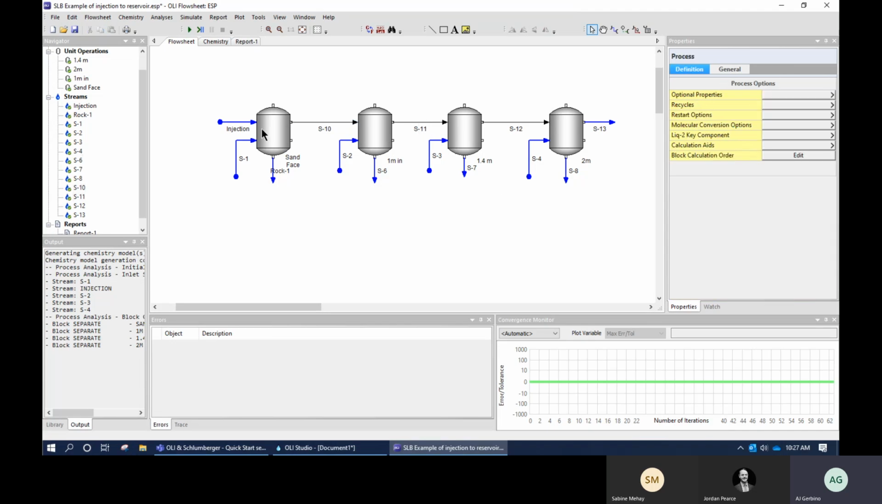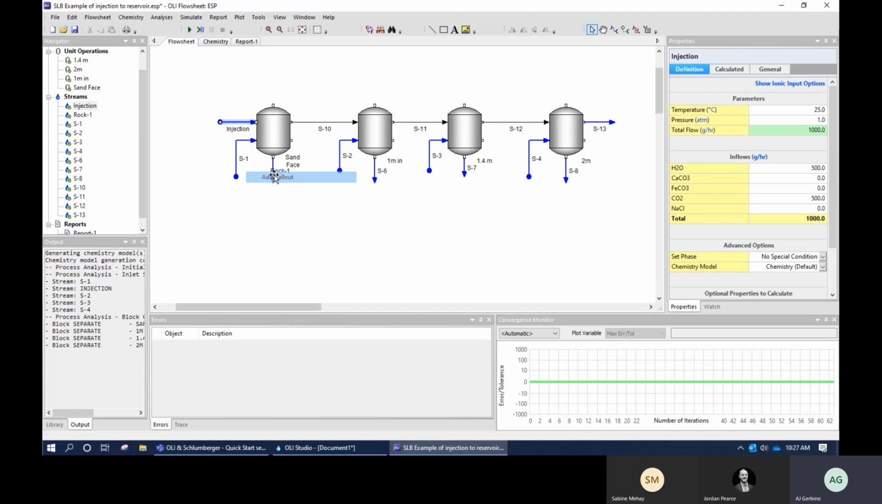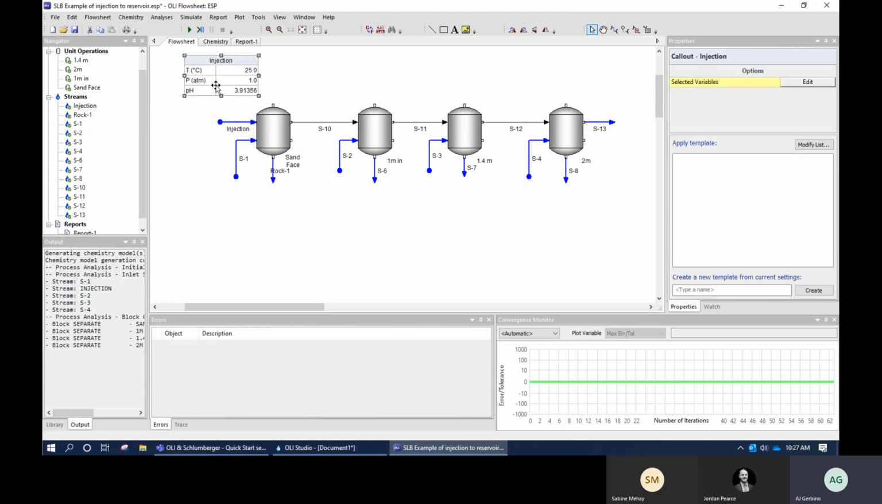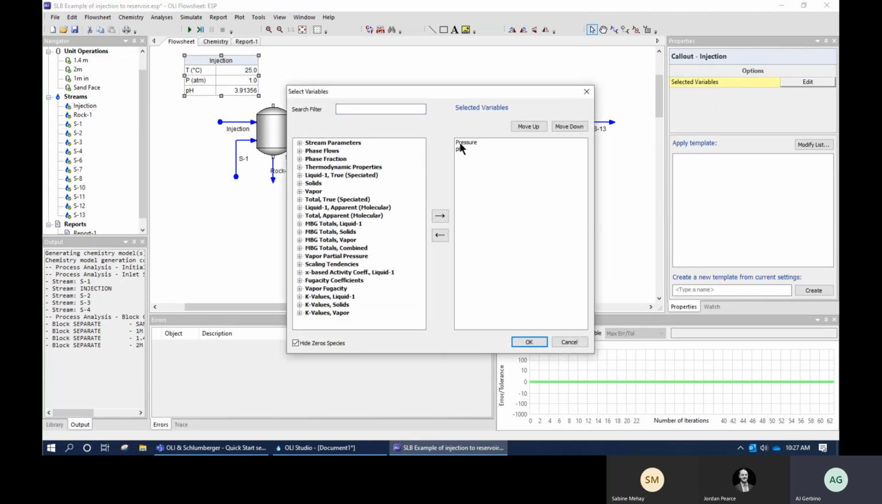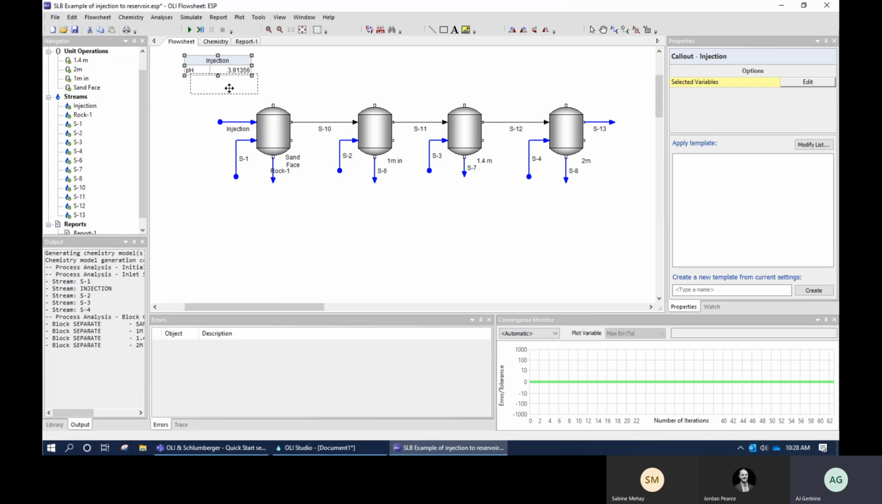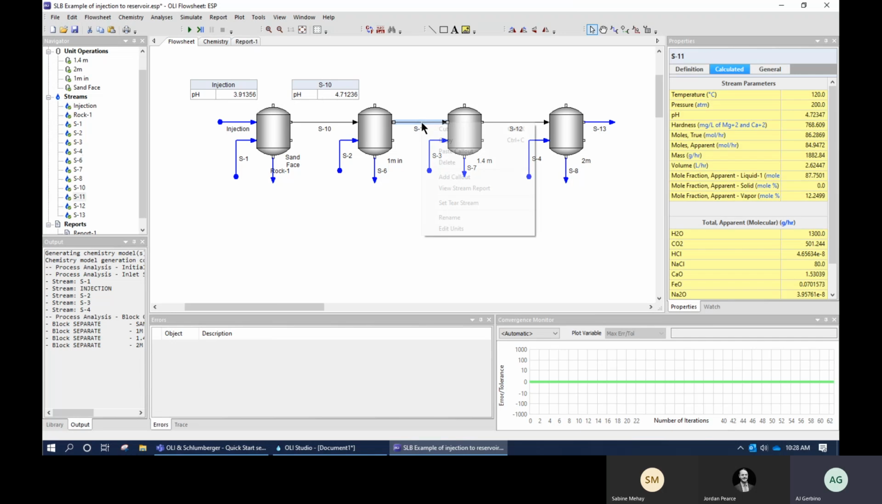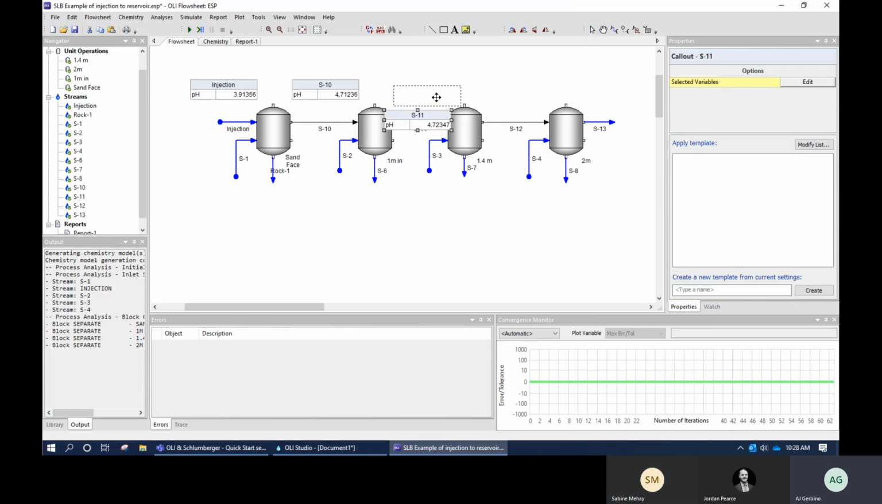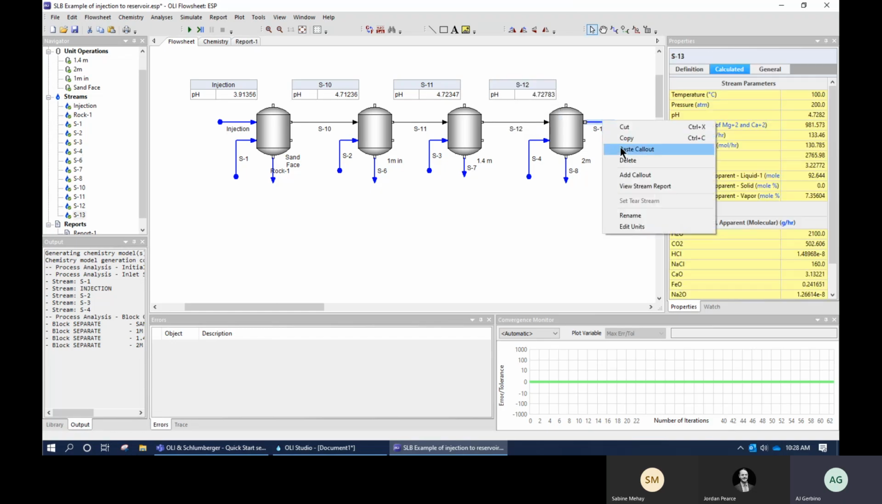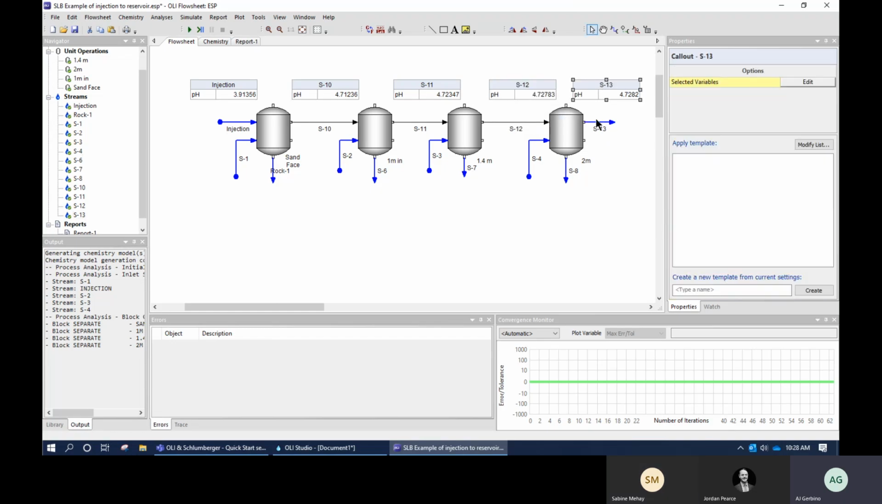To make it easier to look at, I'm going to add what's called a call out, and we're going to show the pH progression as we go from one step to another. You can see the reaction is just about complete by the time we get to the second one, so very little is happening after this. But there is still a slight change.